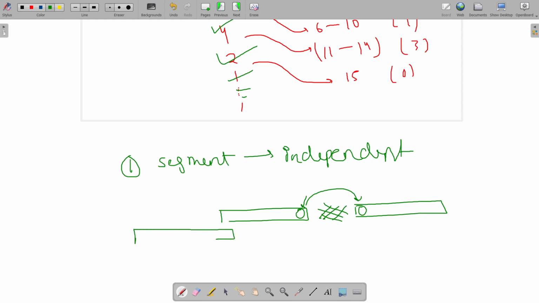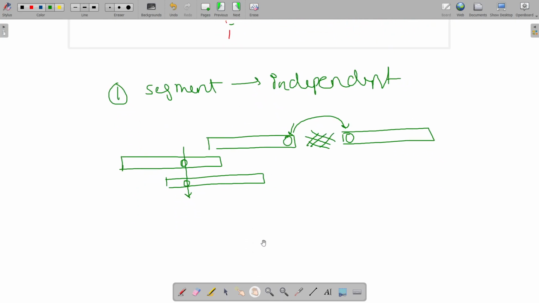Also, if two segments are not on the same row, but they have some columns overlapping, that also doesn't matter because it doesn't matter what cells you are placing on a column. What matters is how the cells are placed on a row. So the segments are independent.